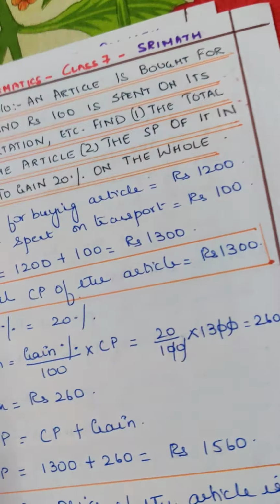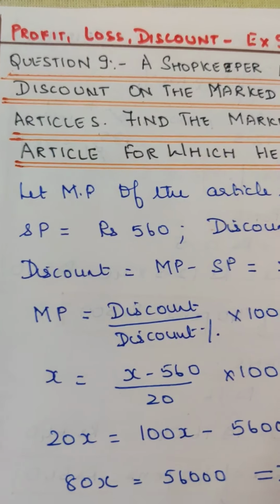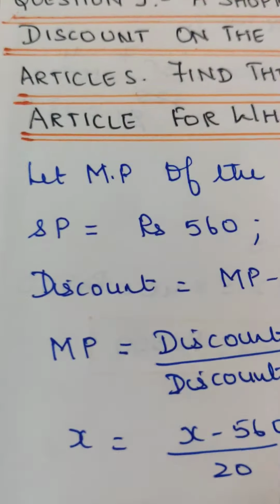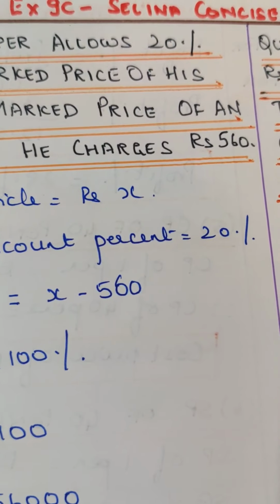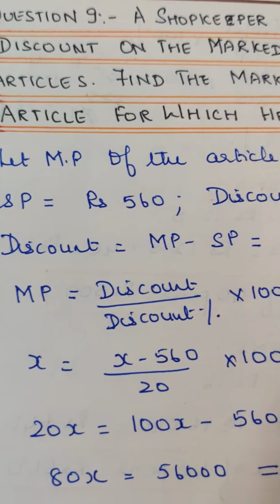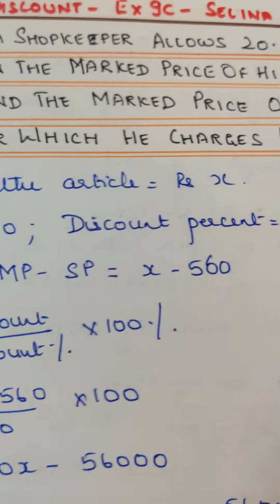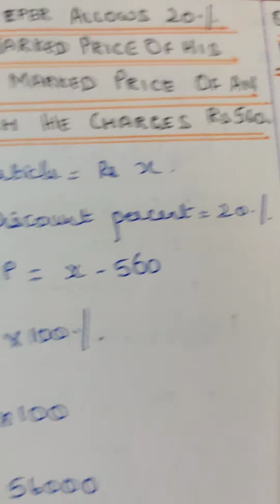Quickly moving on to question number 9. A shopkeeper allows 20% discount of the marked price of his articles. Find the marked price of an article for which he charges rupees 560. Let the marked price of an article be rupees X. Selling price is equal to 560. Discount percent is equal to 20%.